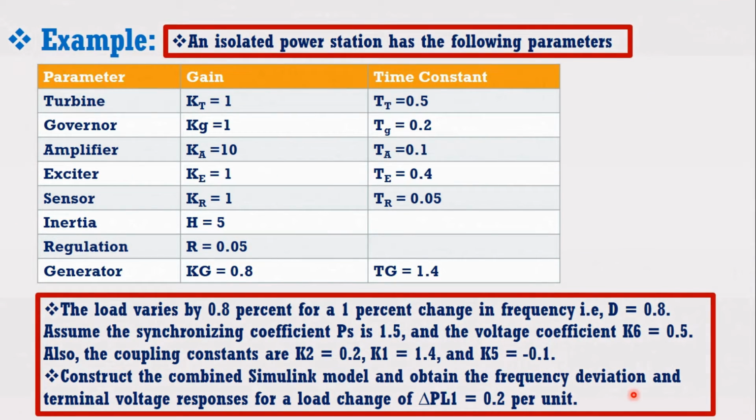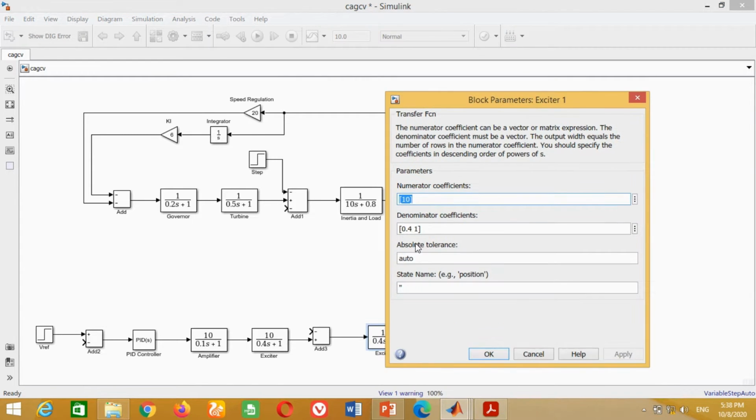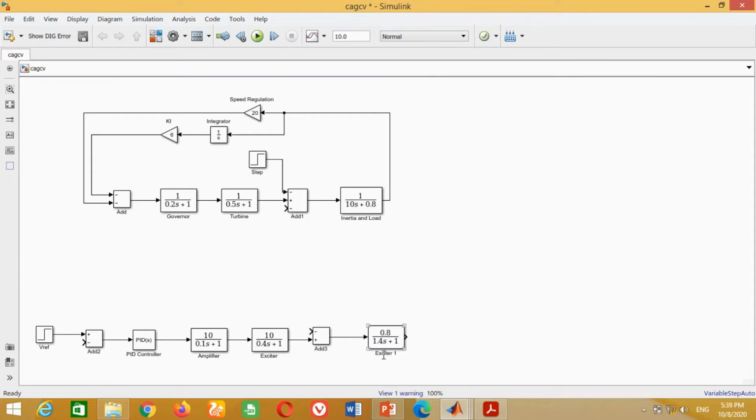The gain and time constant for the generator field are 0.8 and 1.4 as given in the example data. Therefore, double click on the transfer function block, write here 0.8, 1.4 and press OK. Write here generator field. Look at the figure again.